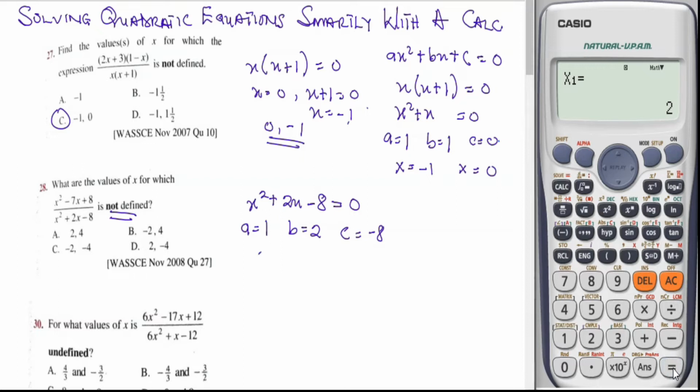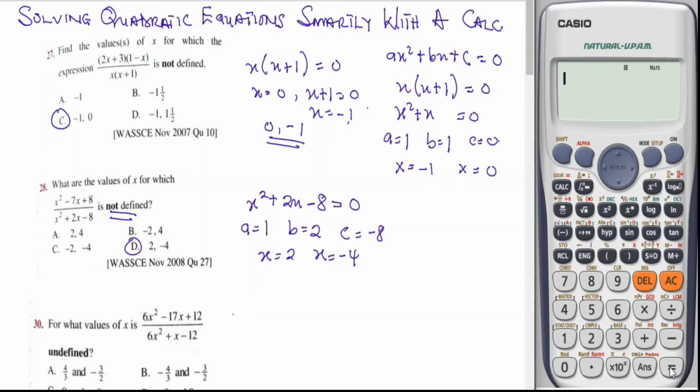So we have x equal to the value 2, and then pressing the enter button again, it gives us the second x value as negative 4. So going through the possible answers, we have x as positive 2 and negative 4, which is possible answer D.